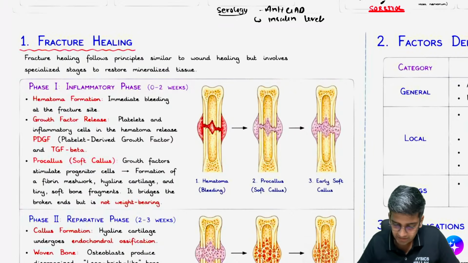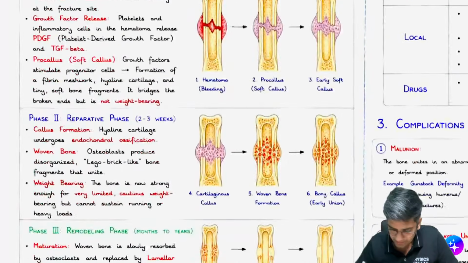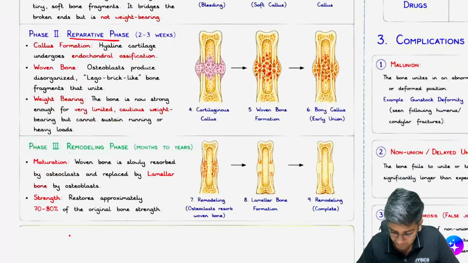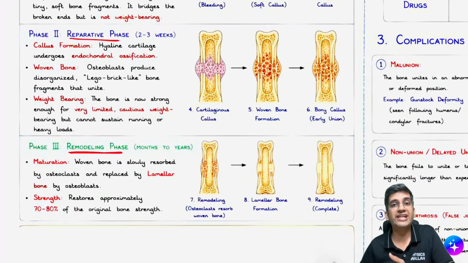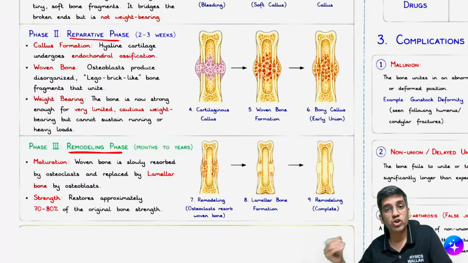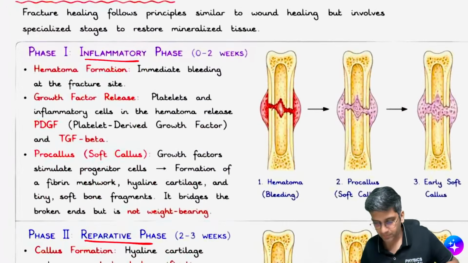Right. The first phase is the inflammatory phase. The second phase is the reparative phase. The third phase is the remodeling phase. Generally in wound healing, we don't consider much about remodeling. But in bone healing, remodeling is very important because bone healing is not about the cosmetic. It's about the weight-bearing nature of the bone, which requires a good amount of remodeling for me to come back to normal. Fine? Okay.